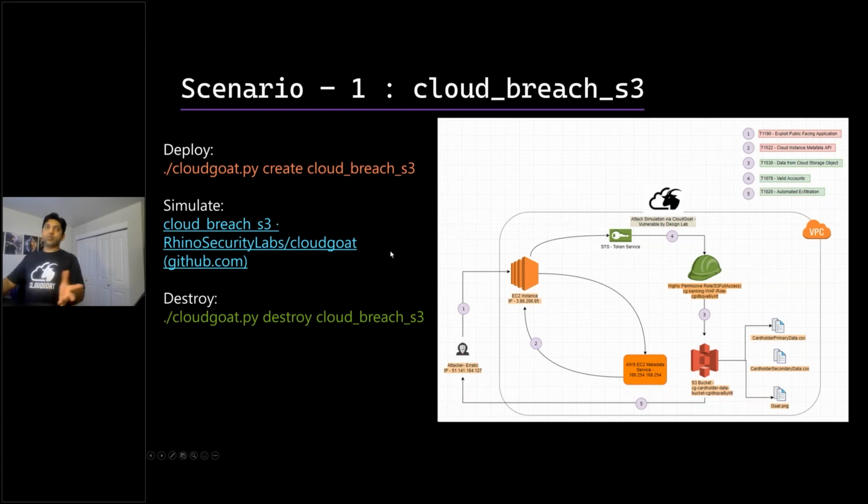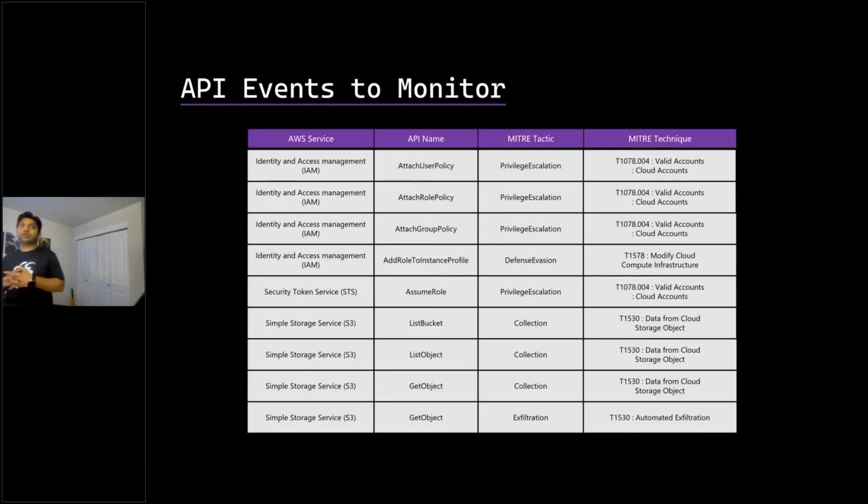I'll not show the actual attack timeline. Instead, we will move forward and talk about what API events you should monitor. As you have seen in the previous diagram, there are various services that were used in a malicious manner. We have IAM, STS, and S3 storage buckets. These are the services on which most of the API activity was performed. So these are some of the relevant API calls that are worth monitoring.